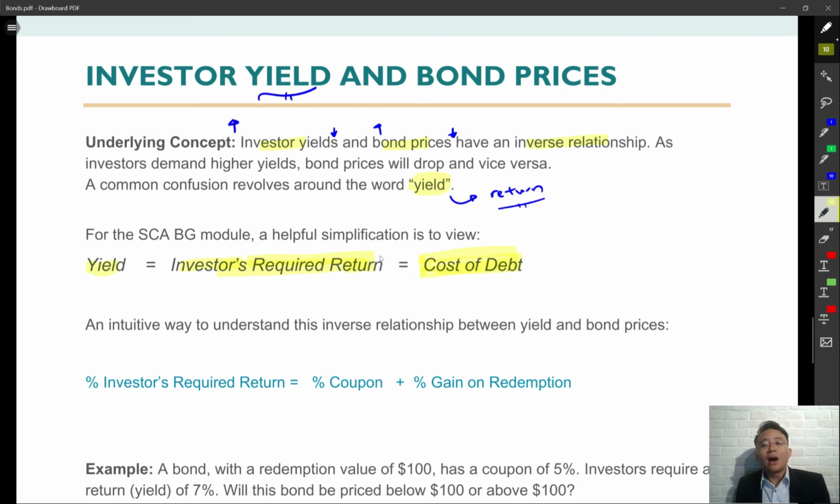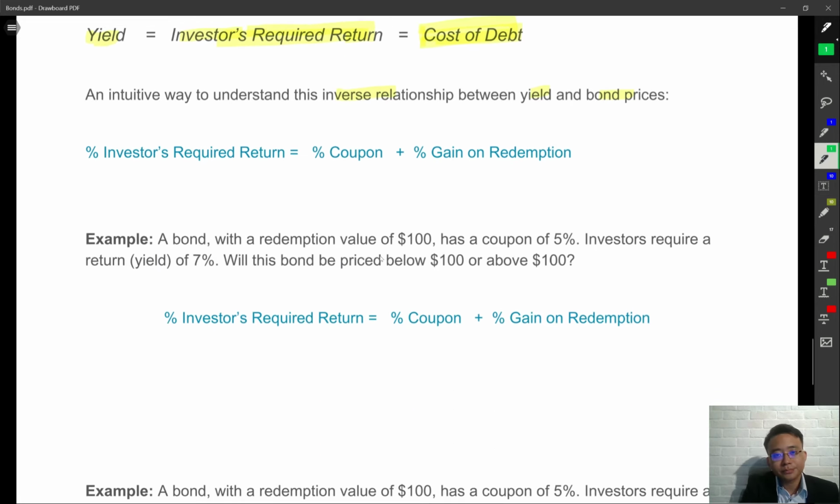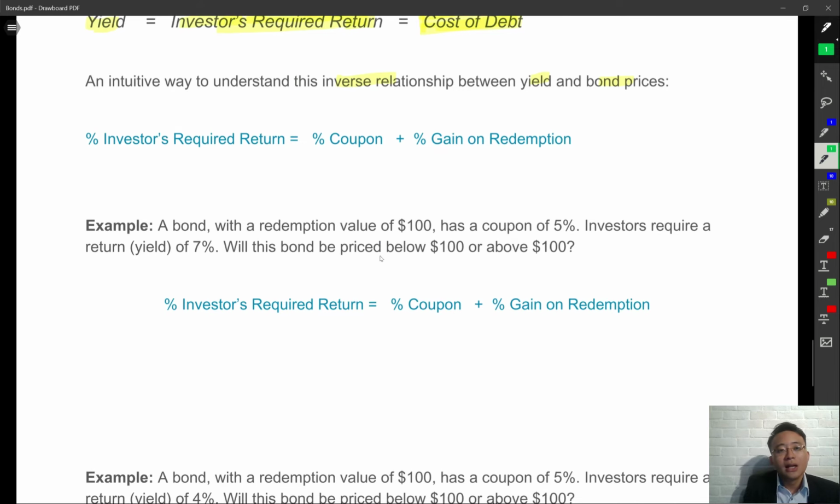Alright? Now, how can we understand the inverse relationship between yield and bond prices? Let's use a simple equation. So let's say, as a bond investor, let's scroll this down a little. As a bond investor, I wish to earn 9%. This is my required return. So if you want me to invest in you, this is what I demand. Now, your bond may only give me 7% coupon.